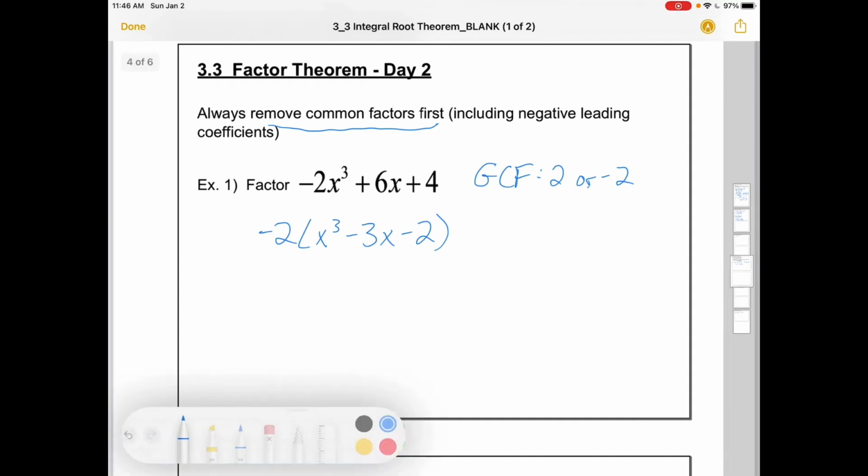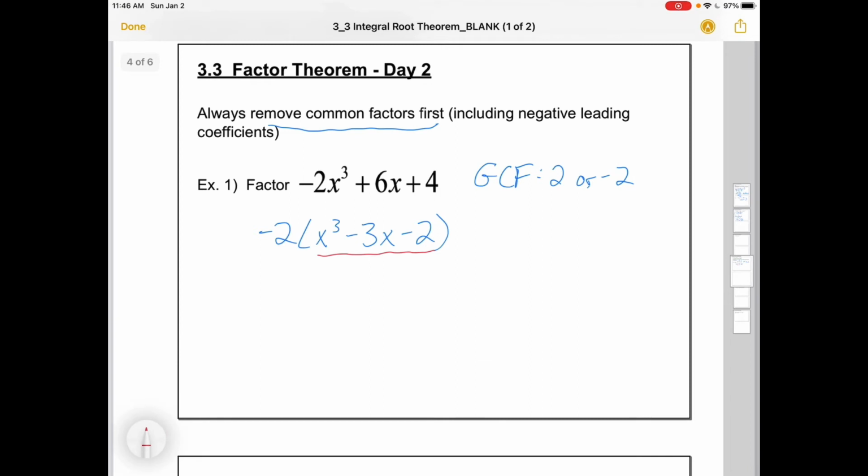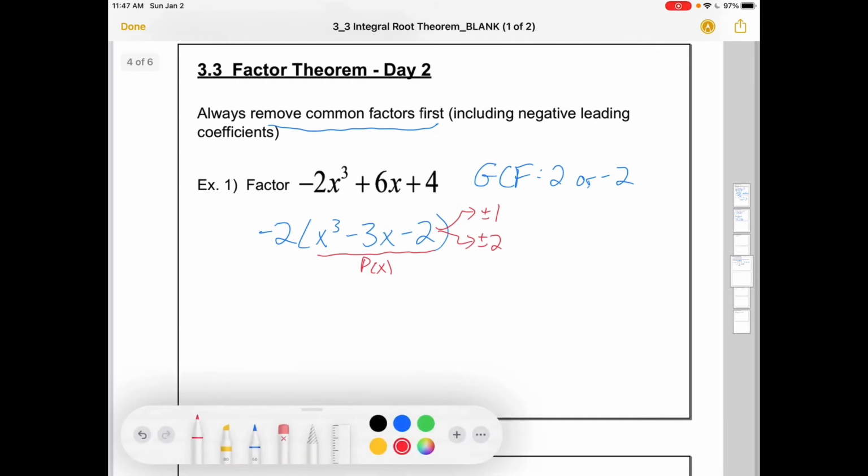The nice thing about doing this is that it makes the rest of the question easier, because now this becomes your polynomial that you care about factoring. Okay, so we need to think about the factors of its constant term. That's our p of x. And I'll just sub numbers into that.